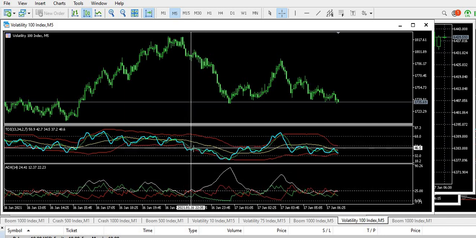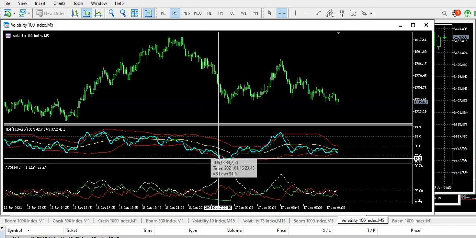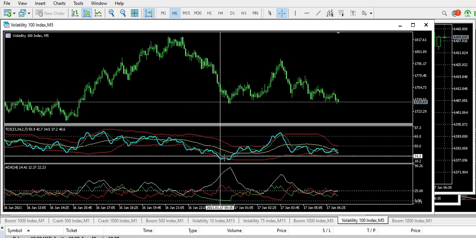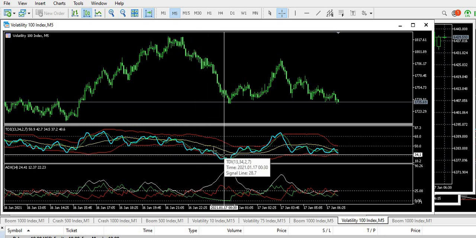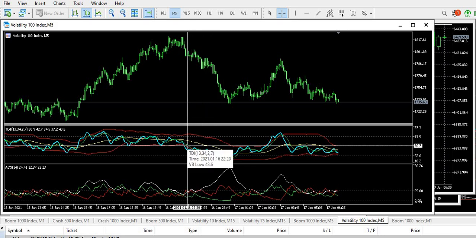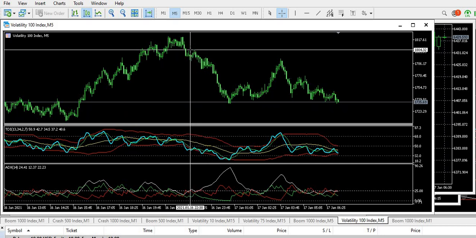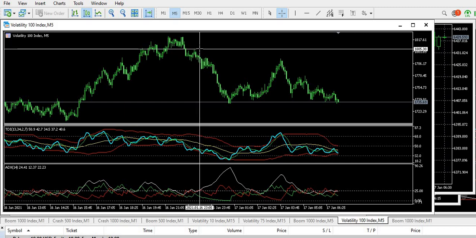So the momentum has started from this point, and when we come and check our TDI, at this time we are completely on the seller's zone as we are coming down. To add again, we are below level 50 of the TDI, which is now a seller's zone. So you would have placed your trade here, around this point, or even here.